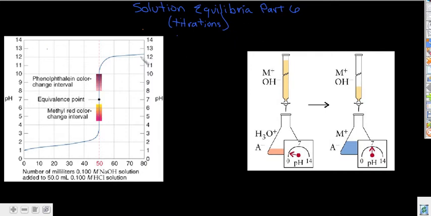Well, hello there. Looking at solution equilibria. This is going to be part 6, and we're checking out the idea of titration.